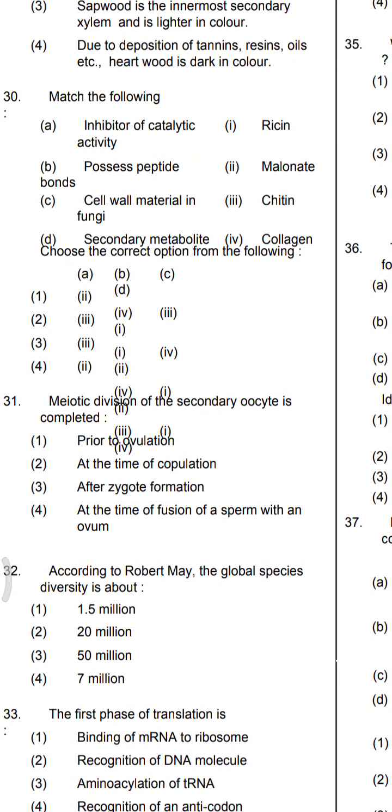Meiotic division of the secondary oocyte is completed: 1, prior to ovulation. 2, at the time of copulation. 3, after zygote formation. 4, at the time of fusion of a sperm with an ovum.